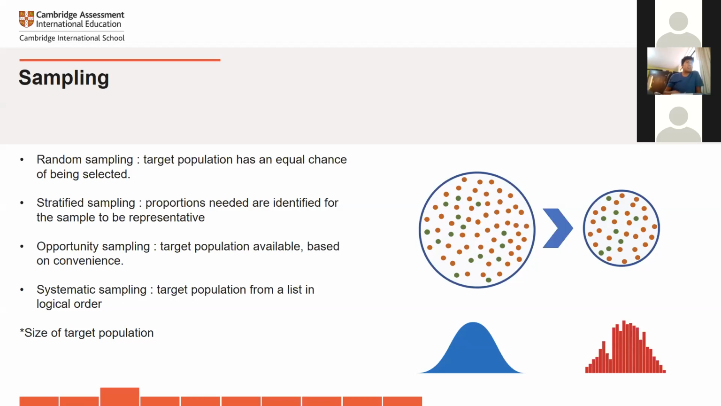We have also the stratified sampling, where the proportions needed are identified for the sample to be representative. Okay, this is very important. The stratified sampling takes a lot of effort, a lot of resources, and a lot of money, but it gives us a better study. It shows us a more accurate result in our research.